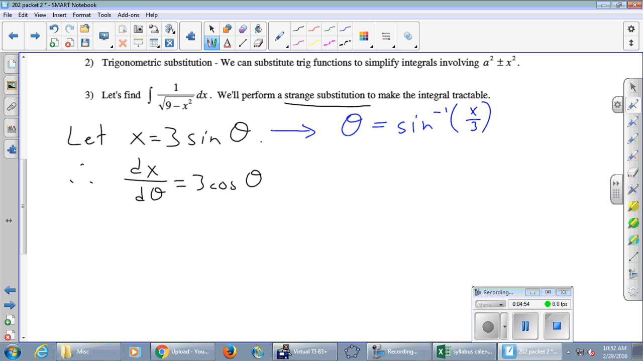And just like for u substitutions, what did we solve for at this stage? We would solve for dx. We're still doing that. So multiply the d theta on both sides. You get 3 cosine theta d theta.